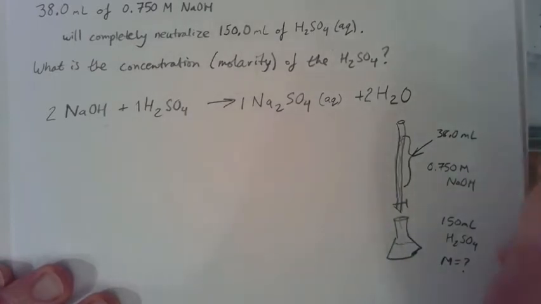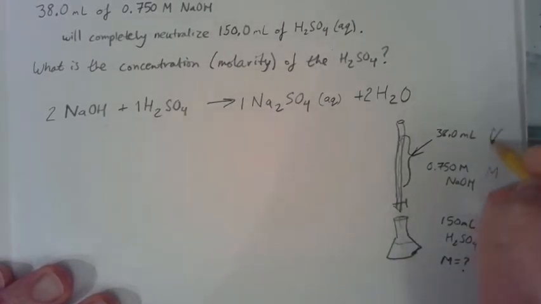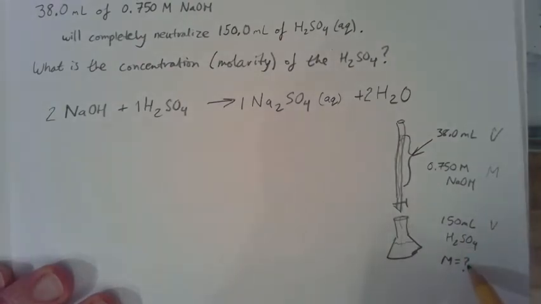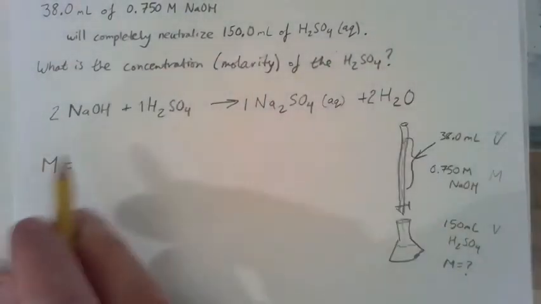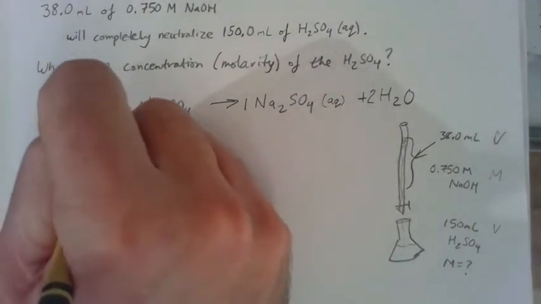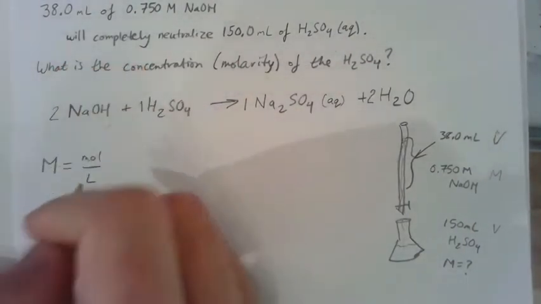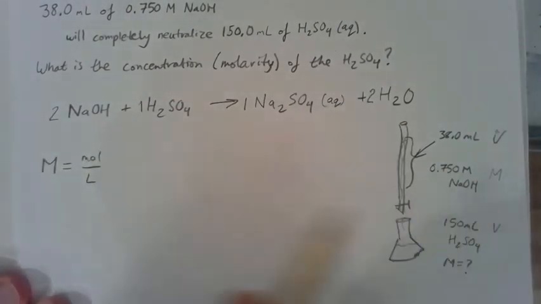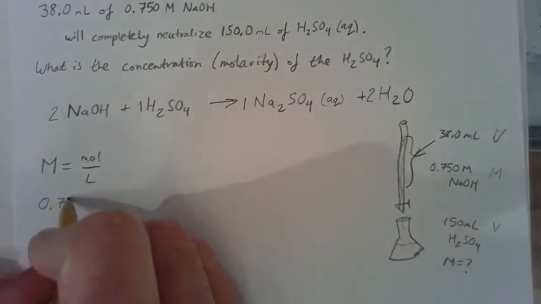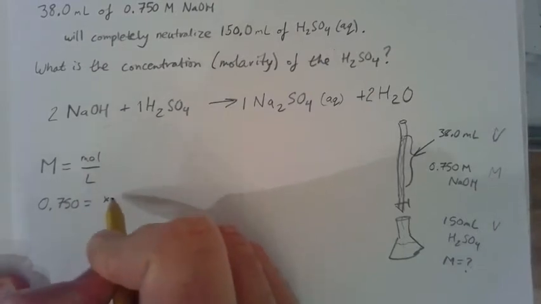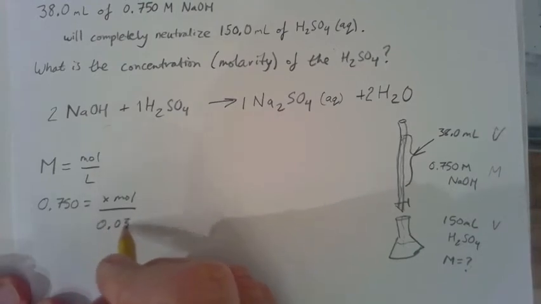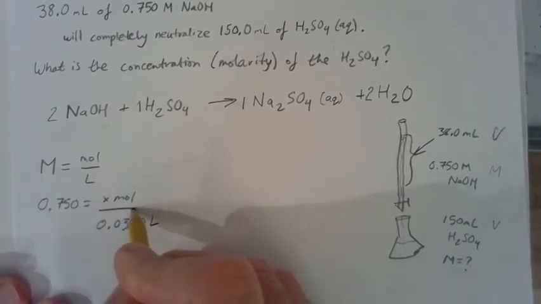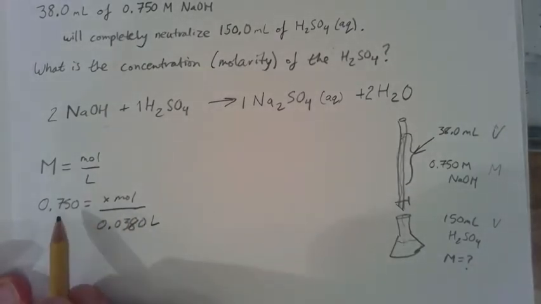We have one volume and one molarity that we know, and then we have another volume and a molarity that we don't know. So we're going to use the molarity equation. We're not going to take any little shortcuts here. We're going to do this the right way. We're going to use the molarity equation, big M equals moles over liters, and what we know for the base is that 0.750 equals some number of moles over 0.0380 liters. That's the volume we used of that base.